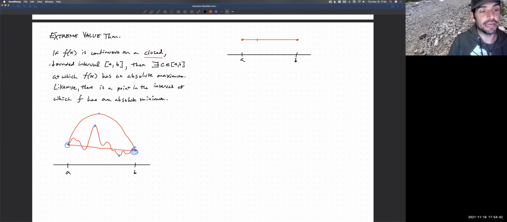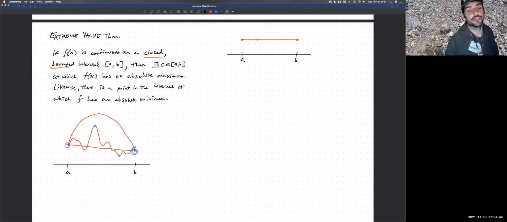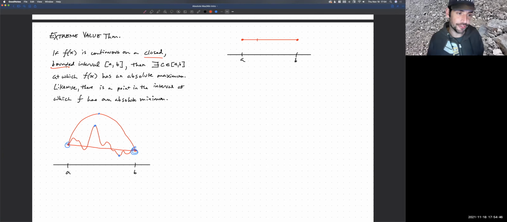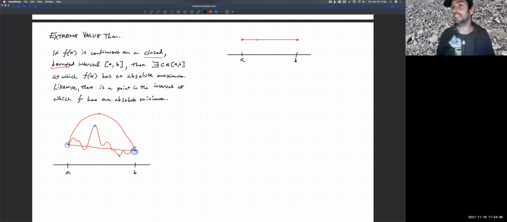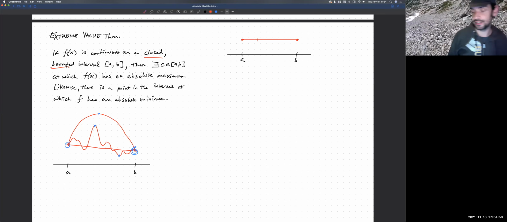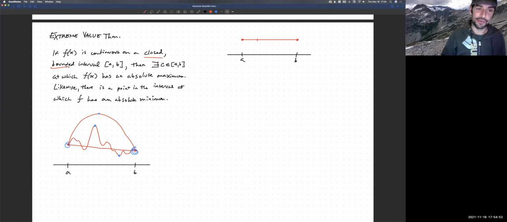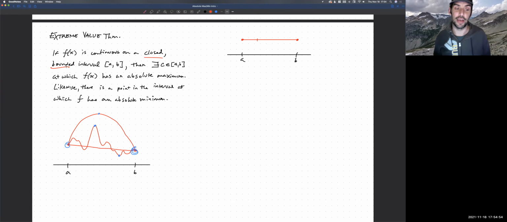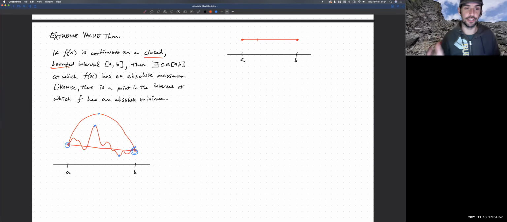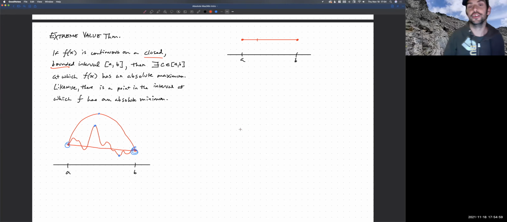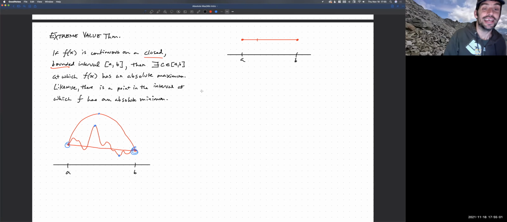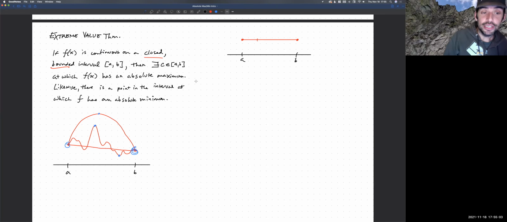The closed and bounded part, we're not going to worry too much about in this course. It just means we can't have some kind of infinite interval or a collection of intervals that becomes infinite. We don't need to get down into the details of that. We're going to be thinking mostly of single intervals like this, a little segment of the real line. It needs to include the endpoints.